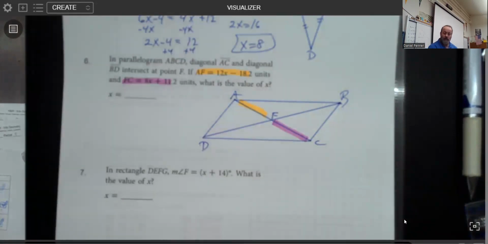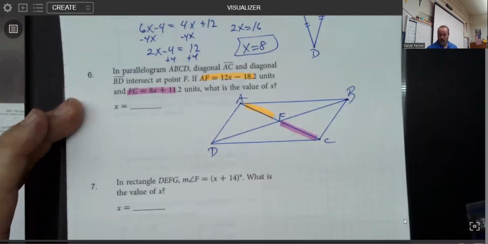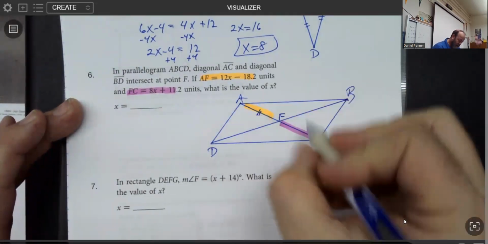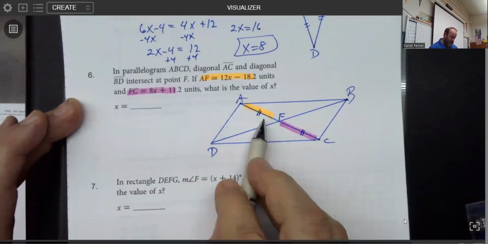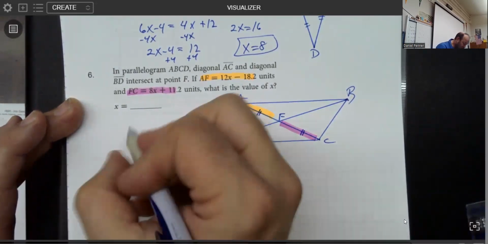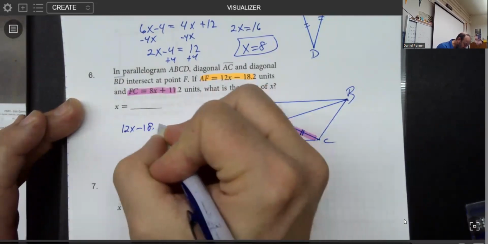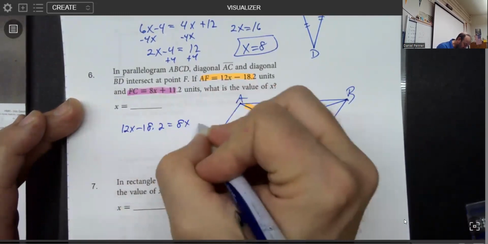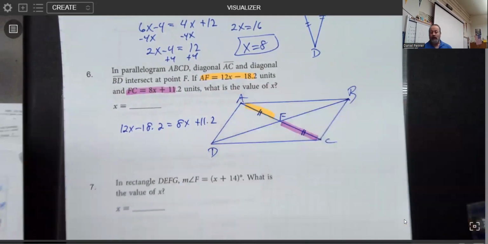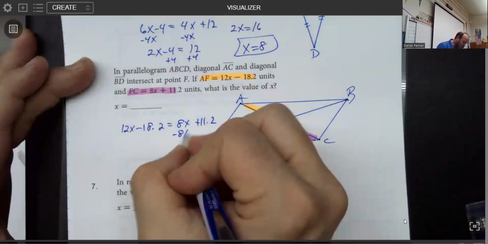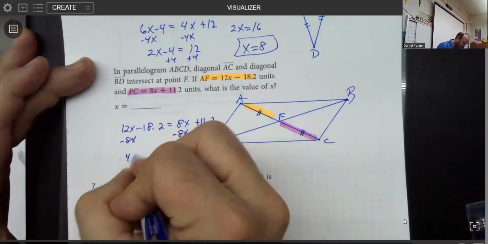Well, a nice little feature that we know that is true of all parallelograms is that the diagonals bisect each other. So I know that AF and FC are equal to each other. So let's see, that's 12x minus 18.2 equals 8x plus 11.2. And again, nothing particularly bad. We just wanted you to find the value of x. So we'll do the simple thing that we've been doing.